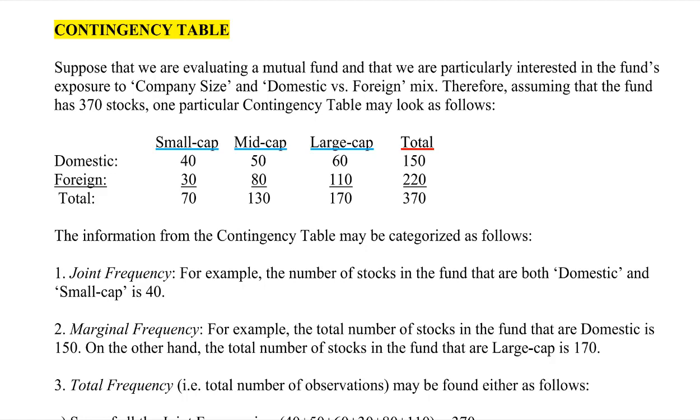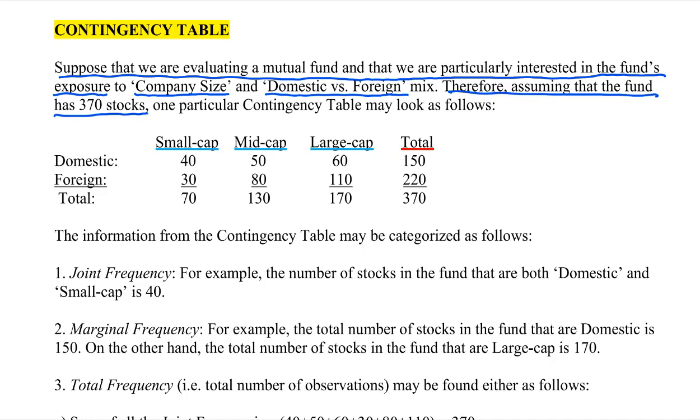Contingency table. Suppose that we're evaluating a mutual fund and that we are particularly interested in the fund's exposure to two factors. The first factor is the company size, and the second factor is whether the listed company is domestic or foreign. Therefore, assuming that the fund has 370 stocks, one way we may construct the contingency table would be as follows. So let's have a look.